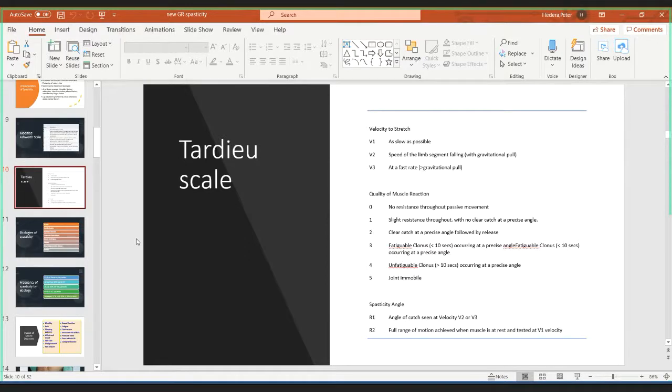Again, you would mostly see this used by PM&R, but just to be aware. And then you go very fast, and you really see the angle of the catch. So you can calculate the difference between the so-called V2 and V3.